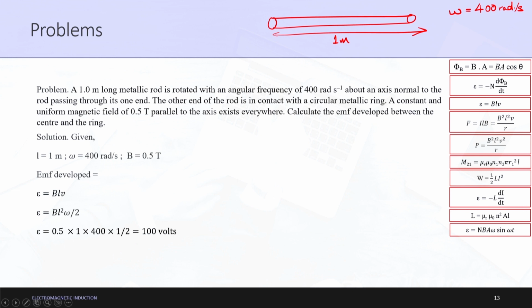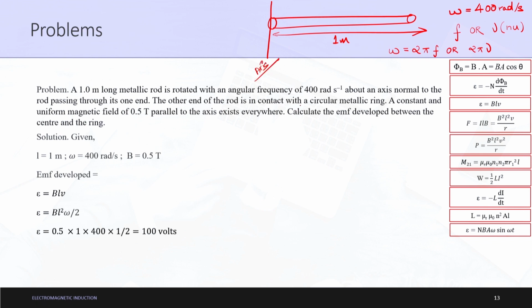Just in case it was written as 400 revolutions per second, that means the value of frequency is given to you. Frequency can be denoted by either small f or by nu. If this is given, then omega can be directly calculated as 2 pi f or 2 pi nu. Again reiterating the problem here, a 1 meter long metallic rod is rotated with an angular frequency of 400 radians per second about an axis normal to the rod passing through its one end. There is a normal and this is the axis given to you.